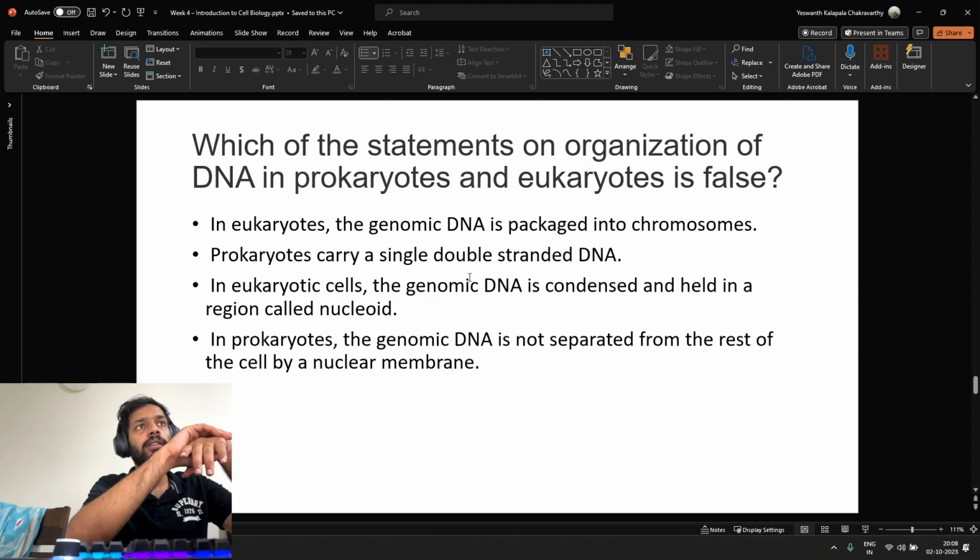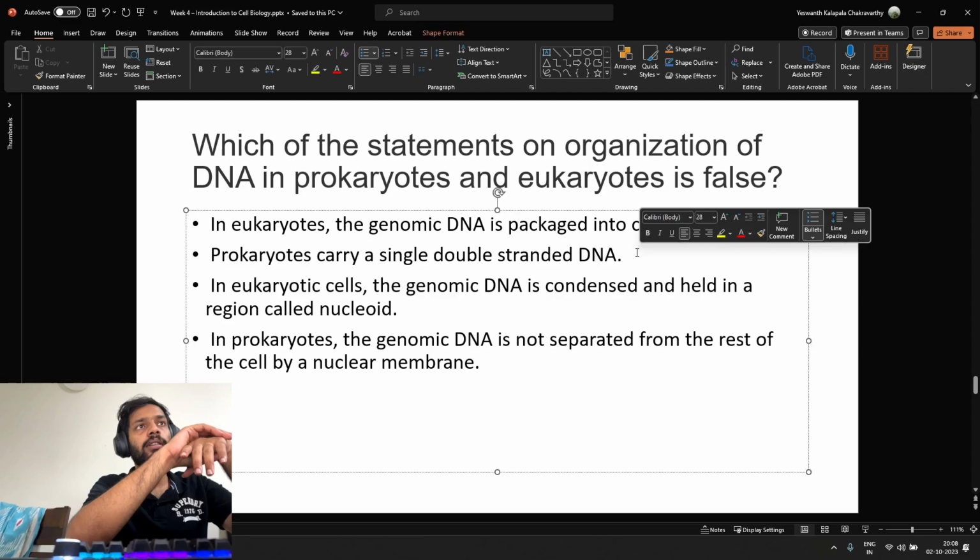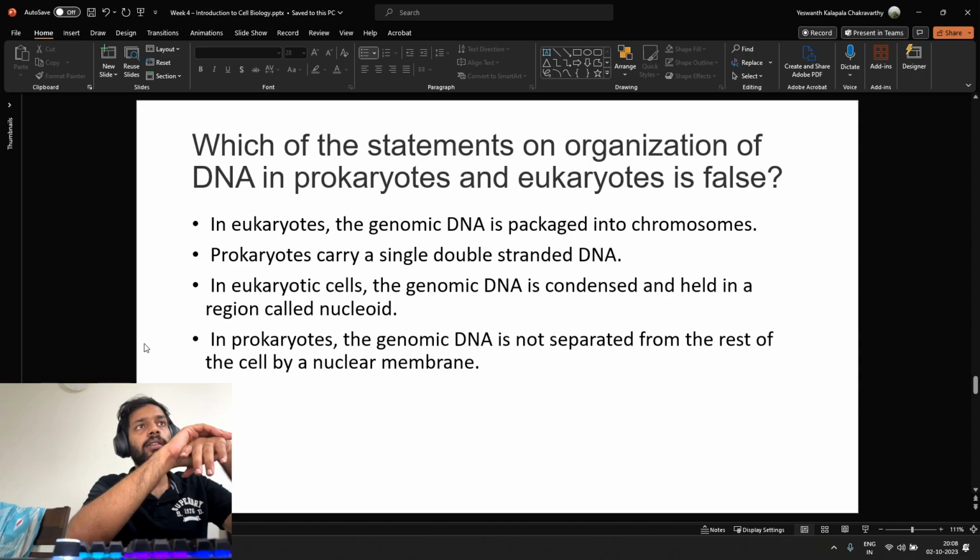Do eukaryotes have their genomic DNA condensed and held in a region called nucleoid? Yeah, so prokaryotes do have double-stranded DNA, right? Prokaryotes have double-stranded DNA. Nuclear DNA is not present. Correct. So they do not have a nucleus. Instead, they have something called a nucleoid. Whereas eukaryotes have a nucleus, they do not have a nucleoid, right?